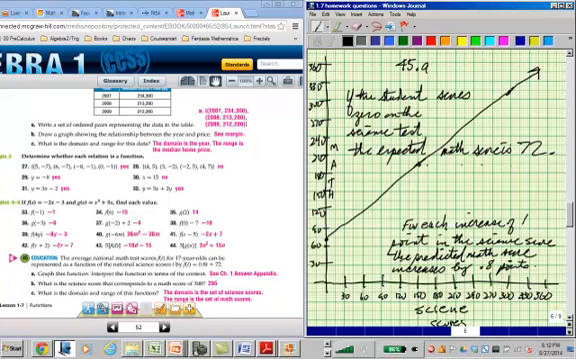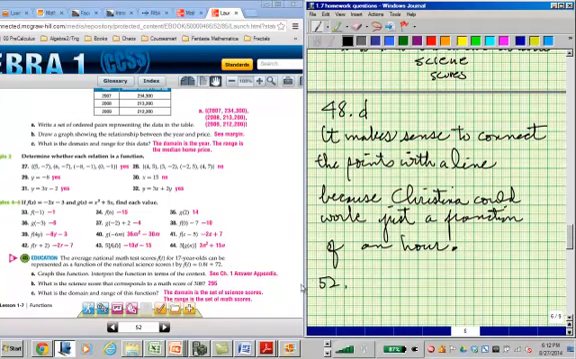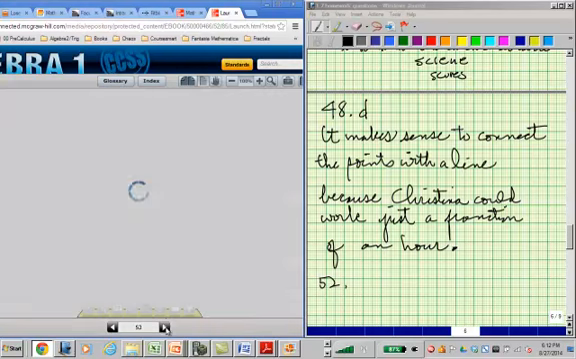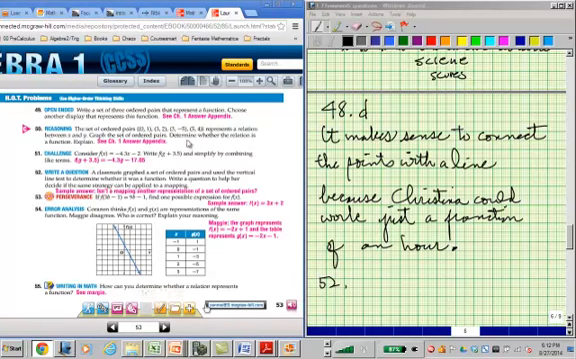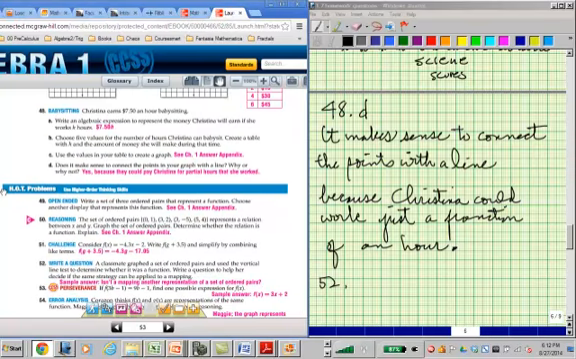Half an hour, 2.5 hours, etc., whatever you decide. Okay, this stuff is pretty easy. 48D. Does it make sense to connect the points in your graph with the line? In other words, is the number of hours that she works and the amount that she gets paid, is it discrete? That means is it a bunch of separate points?